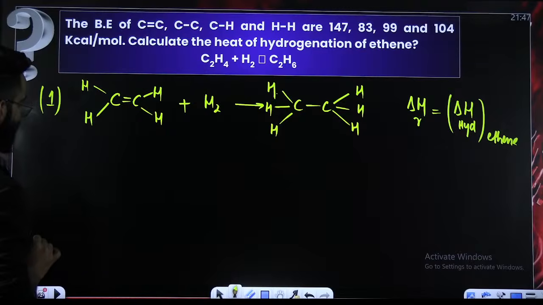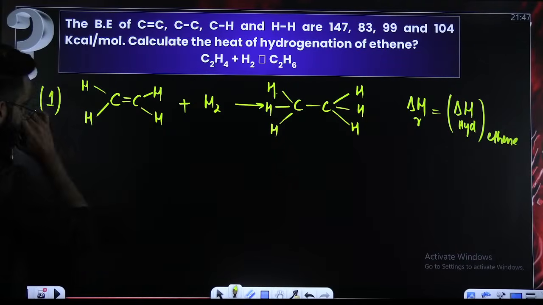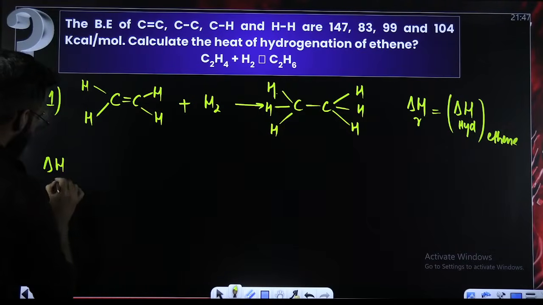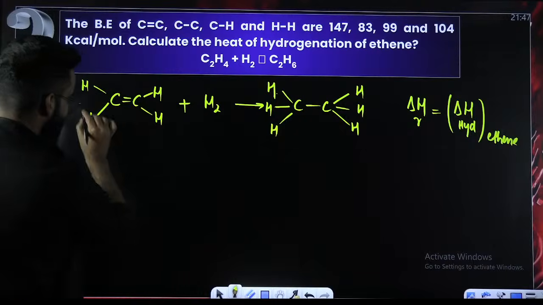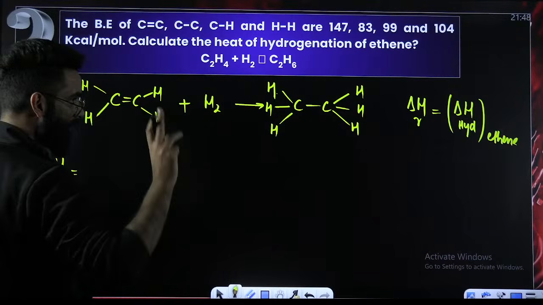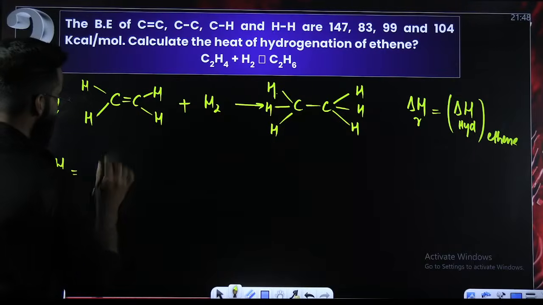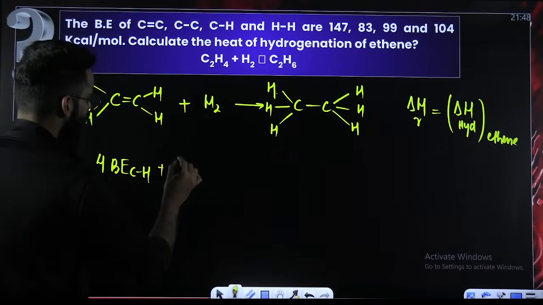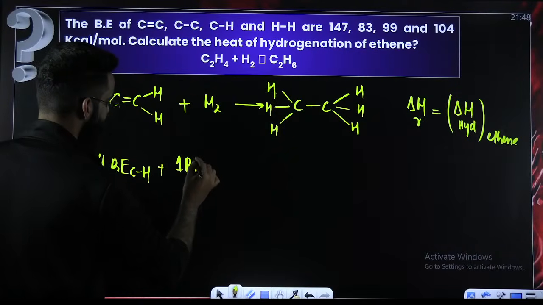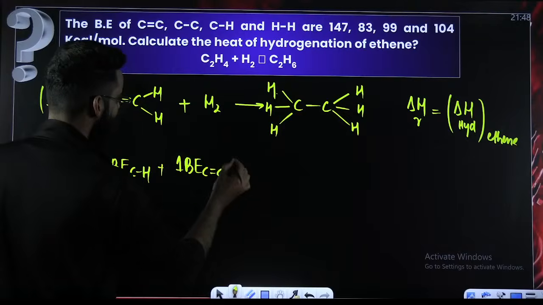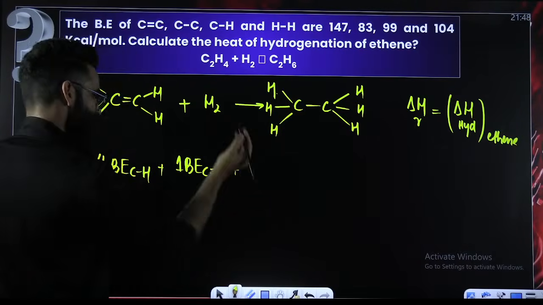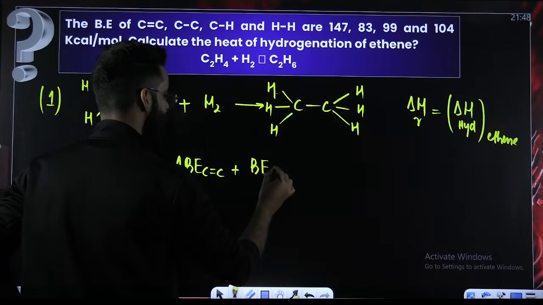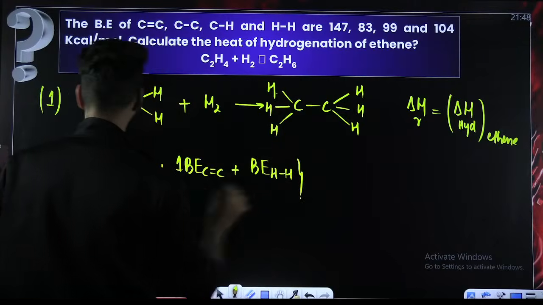Now, look at this particular reactant. In this one, how many different types of bonds do we have? Two types of bonds, C-H and C-C. How many C-H bonds? 4 C-H bonds. How many C-C bonds? 1 C-C bond. Perfect. H2, its stoichiometric coefficient is 1. So the H-H bond we need to break here.